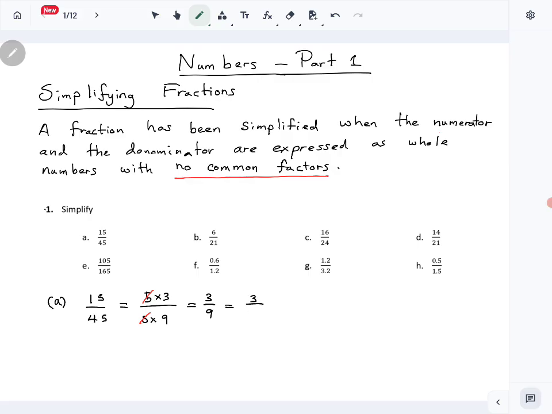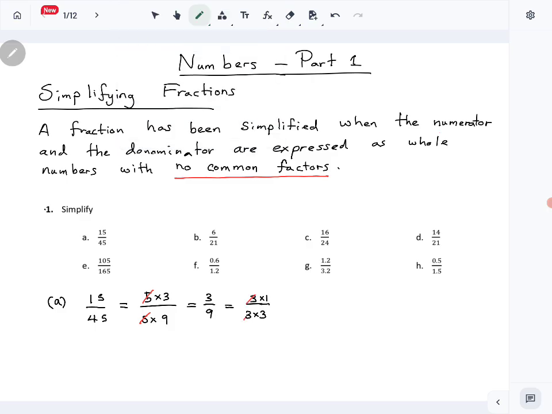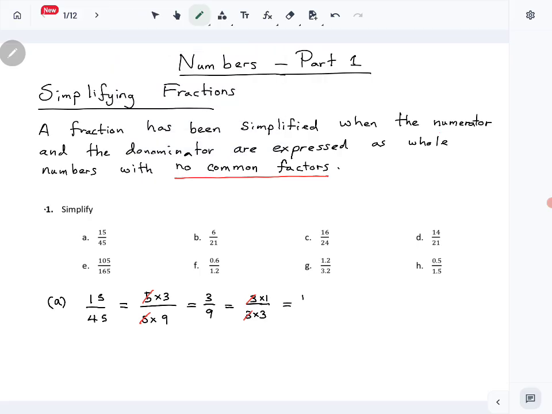Okay, this also we can cancel. Why? 9 can be written as 3 times 3, and 3 can be written as 3 times 1. So once we cancel the common part, 3 and 3, what is left? 1 over 3. So this is the simplified form of 15 over 45. So find the common factors and cancel them out. Then let's try the next one.